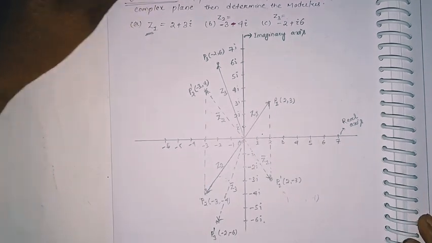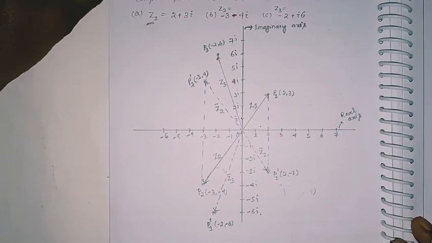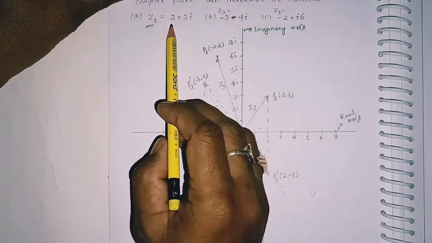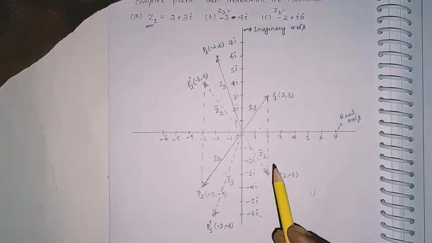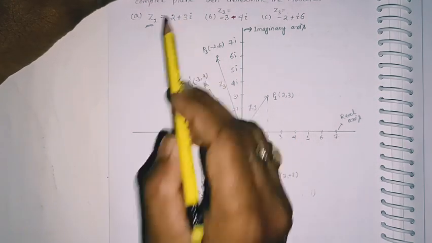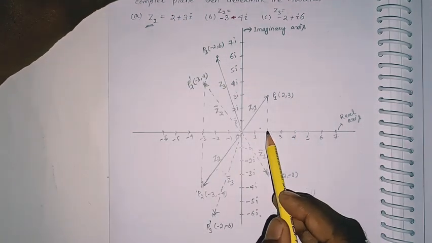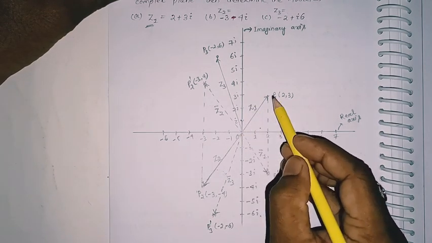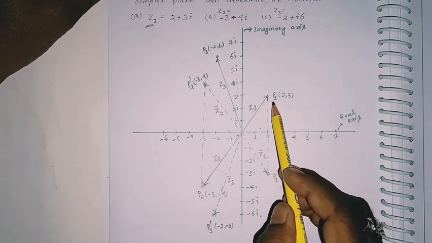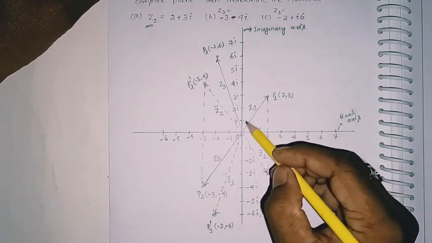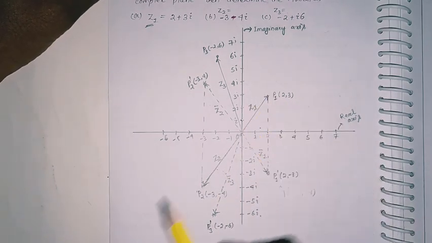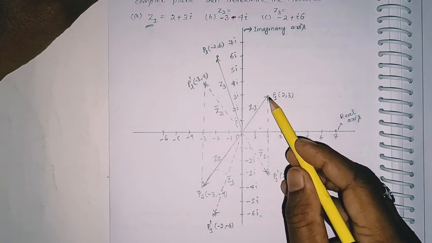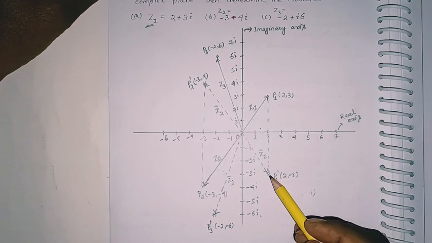Okay, or iota. Now if we want to represent 2 plus 3i in this complex plane, here 2 is the real part, 3 is the imaginary part. So this point is your P1 point, and the vector from 0 to P1 represents the complex number Z1, 2 plus 3i.